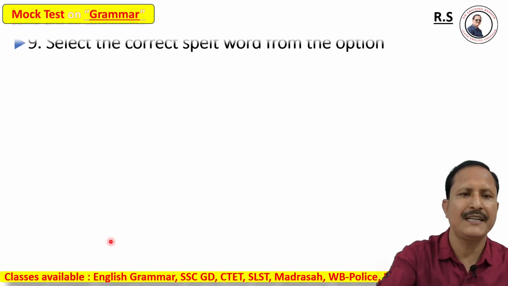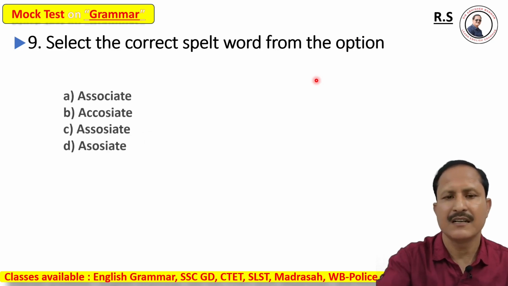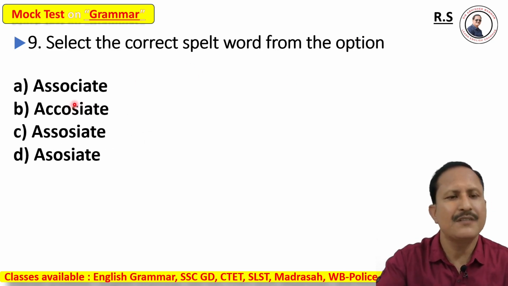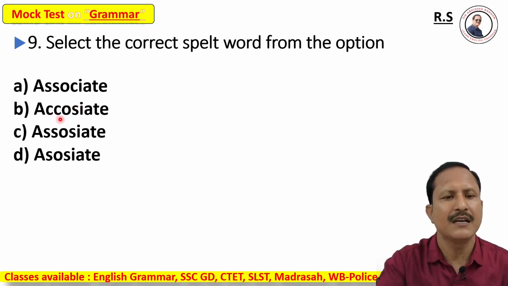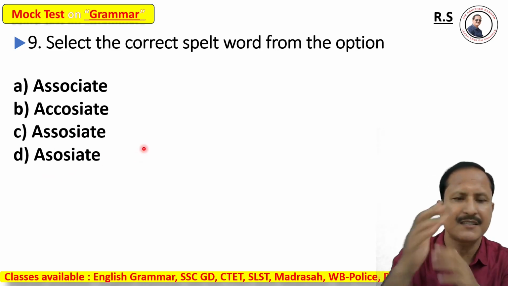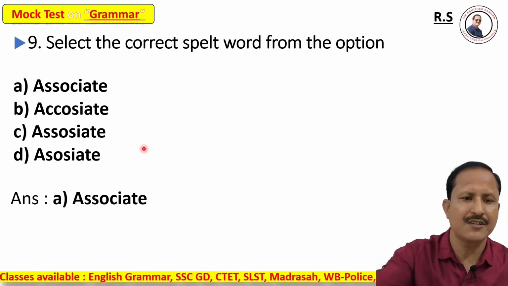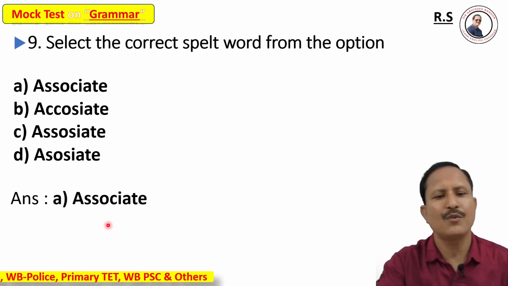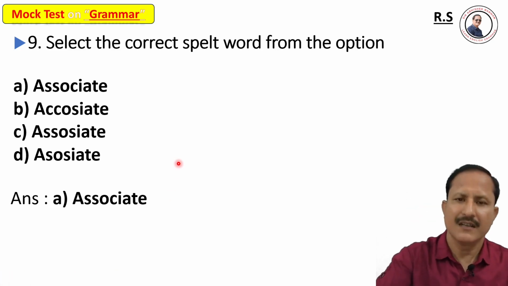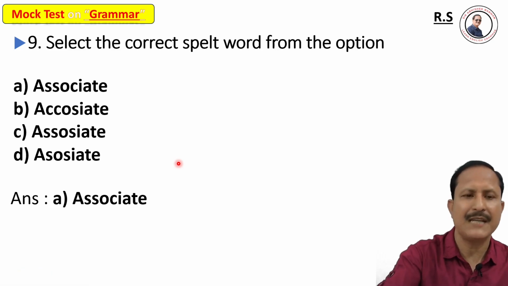Now question number 9. Select the correctly spelled word from the options. Option A, double S O C I A T E. Option B, double C O S I A T E. Option C, double S O S I A T E. Option D, A S O S I A T E. The correct spelling from the four options is option A, A double S O C I A T E. Spelling correction is very essential for any type of competitive exam.